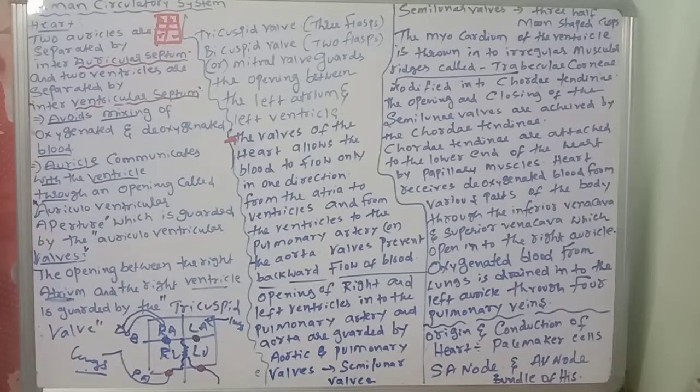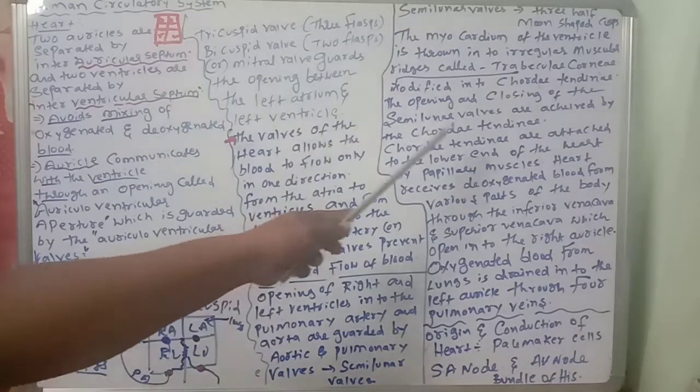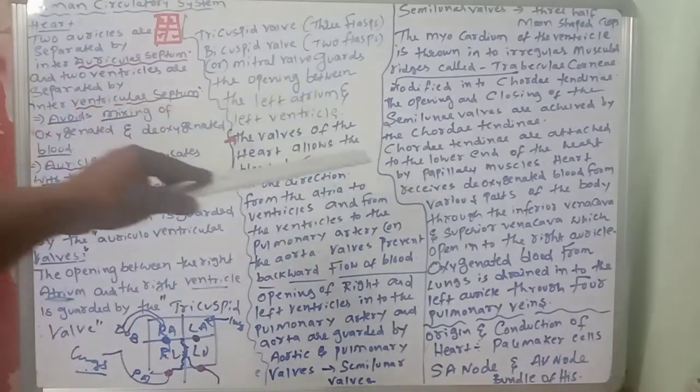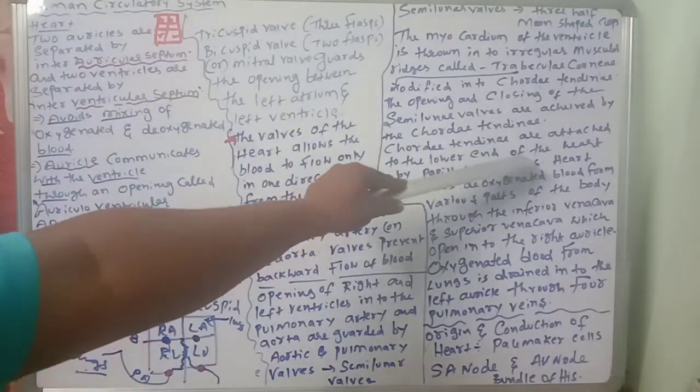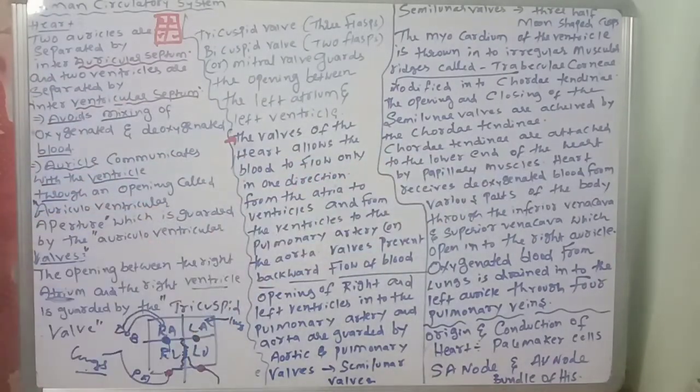The opening and closing of the semilunar valves, the aortic valve and pulmonary valve, are achieved by which one? The chordae tendineae. The chordae tendineae are attached to the lower end of the heart by papillary muscles.